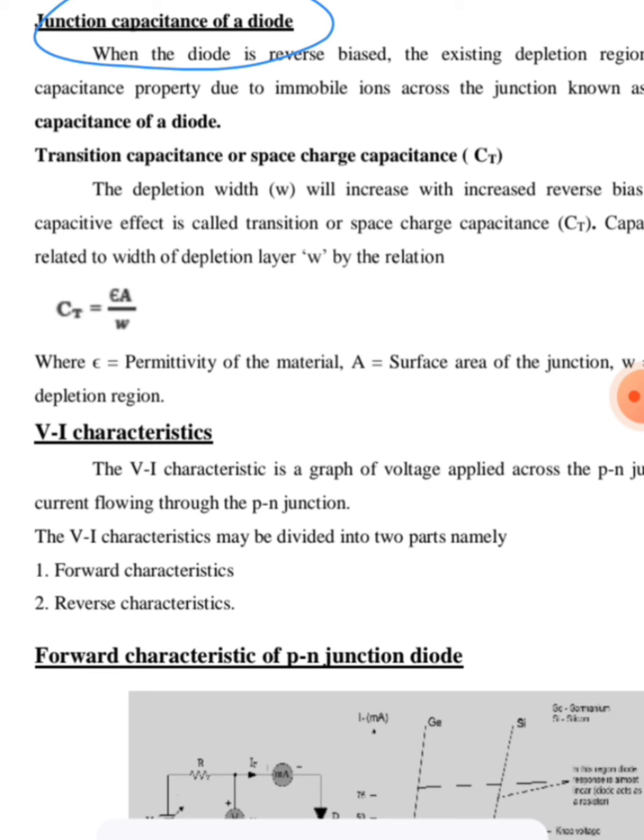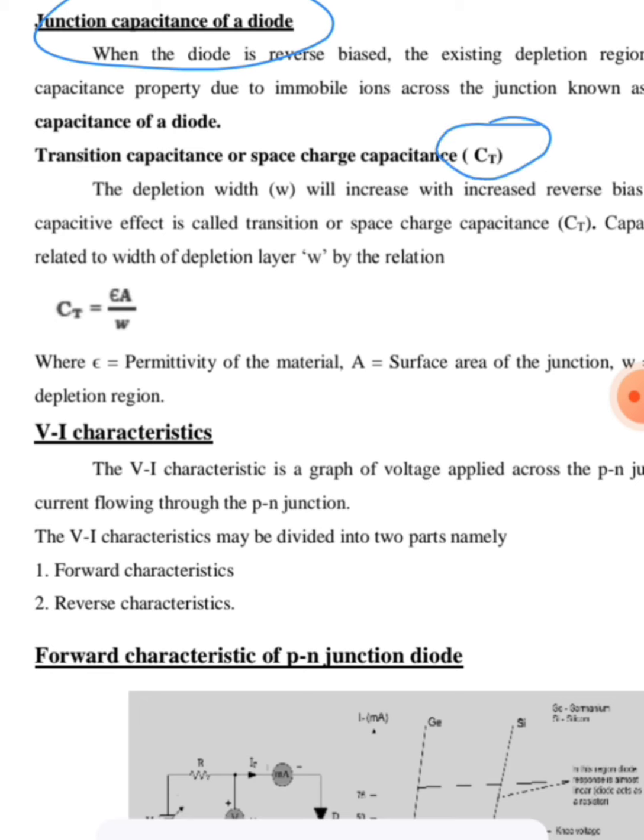So what is this transition capacitance or space charge capacitance? I already told you that the width of the depletion region will increase with the increase in the reverse biasing voltage, and in a capacitor also we have seen that with the increase in the external voltage the capacitance of a capacitor will change, but here with the increase in the reverse bias voltage the width of the depletion region will increase, and this effect itself is called the transition or the space charge capacitance, which will be denoted by CT.